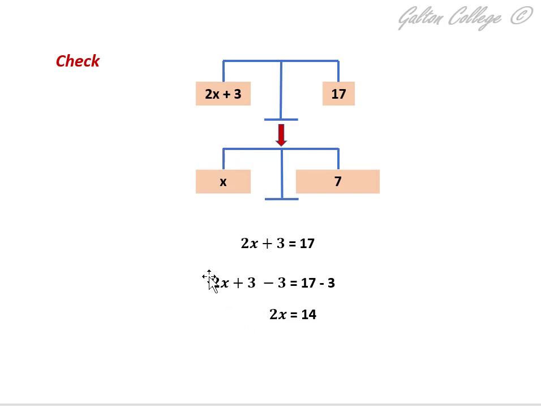Now we've got 2x left. And over here we had 17. We took 3 away from the left hand side, we have to take 3 away from the right hand side. So here's 17, take away 3, leaving us 14. So you've got 2x equals 14. And if you divide the left side by 2, you divide the right side by 2, so x equals 7.